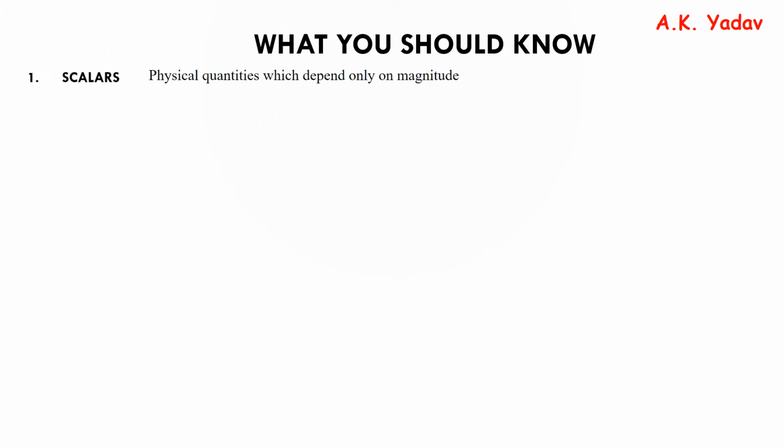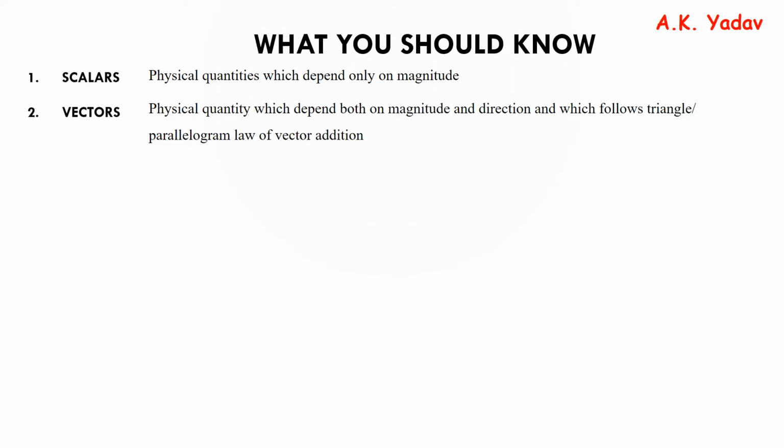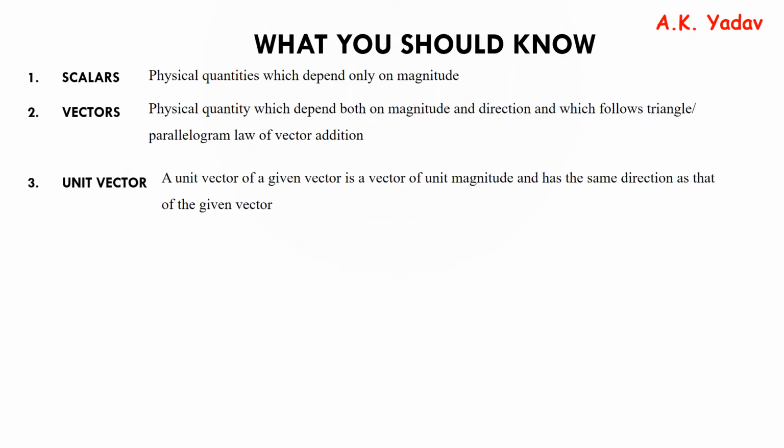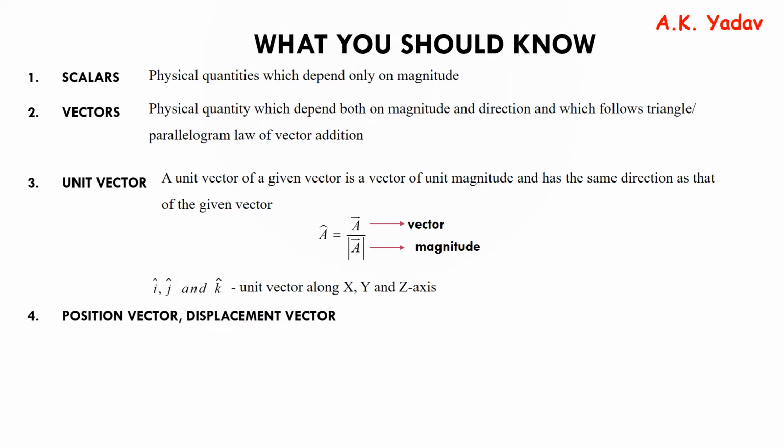So, what you should be knowing. What are scalars? Physical quantities that depend only on magnitude. Vectors: physical quantities that depend both on magnitude and direction and follow laws of vector addition. Unit vector: a vector of unit magnitude that has the same direction as the given vector. For vector A, the unit vector is A cap, which is equal to vector A divided by its magnitude. Then i, j and k are unit vectors along x, y and z axis. And we studied about position vector and displacement vector. If you want to learn all this, do check the previous video.